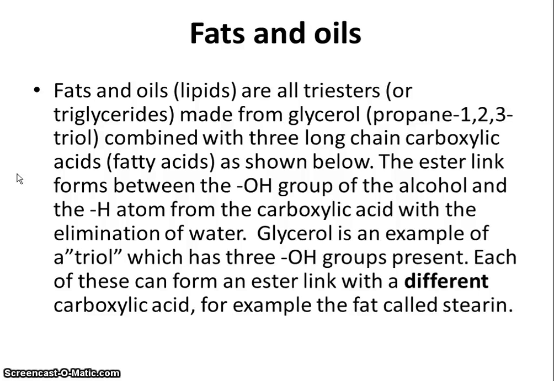The ester link forms between the OH group of the alcohol and the H atom from the carboxylic acid with the elimination of water. Glycerol is an example of a triol, which has 3 OH groups present. Each of these can form an ester link, each of them with a different carboxylic acid, for example, the fat called stearin or stearic acid.